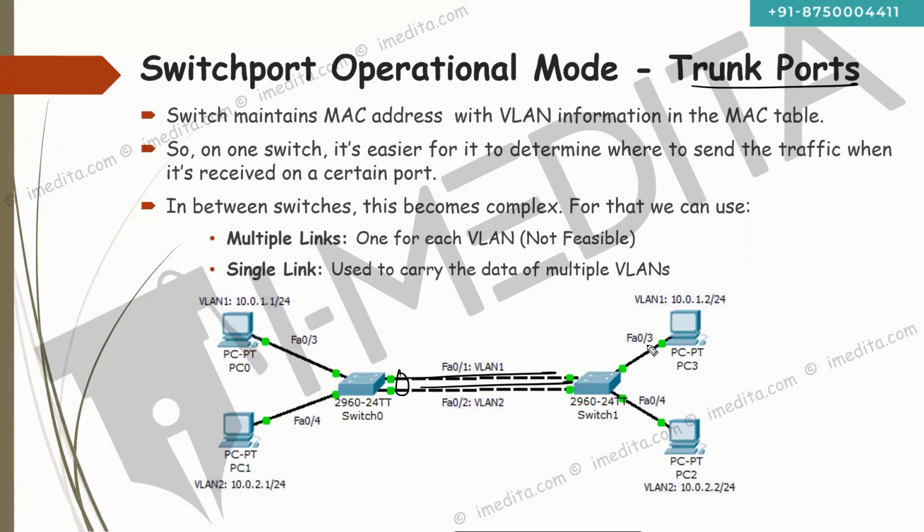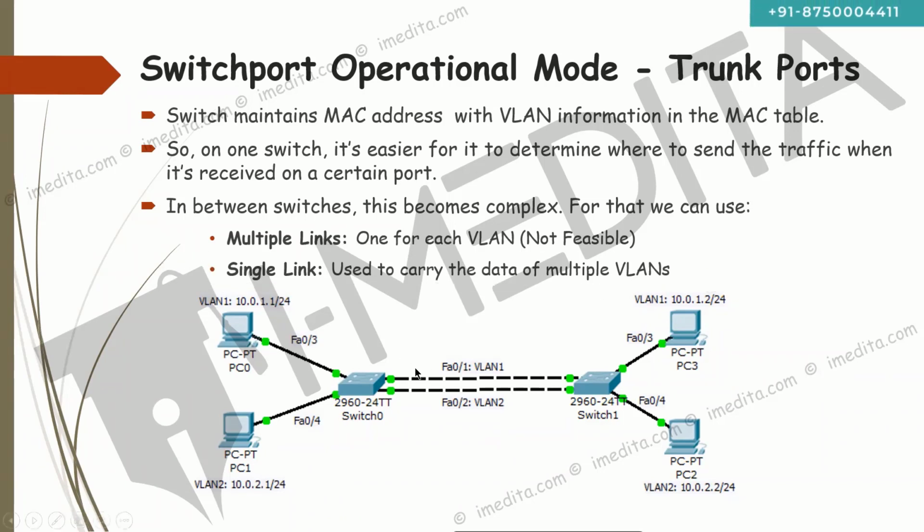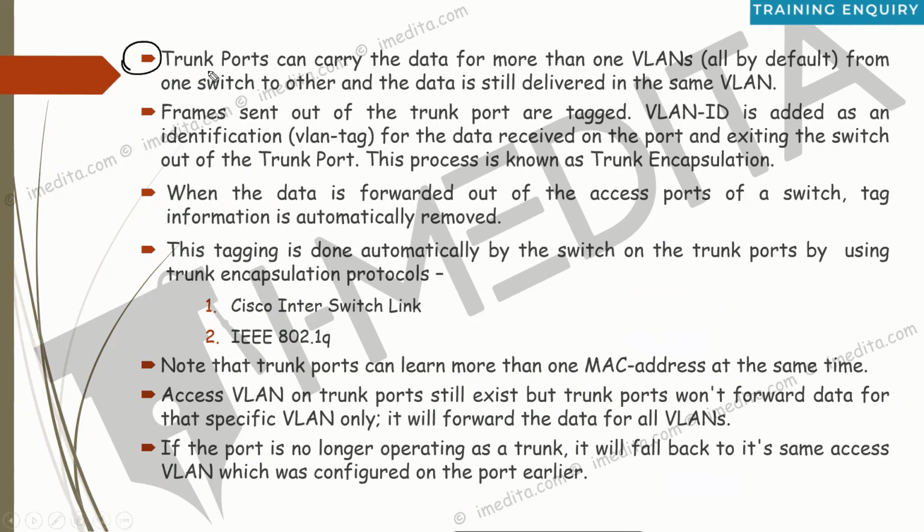Trunk ports are those ports that are used to carry the data for multiple VLANs. So trunk ports can carry the data for more than one VLAN, all by default, from one switch to another switch, and the data is still delivered in the same VLAN.